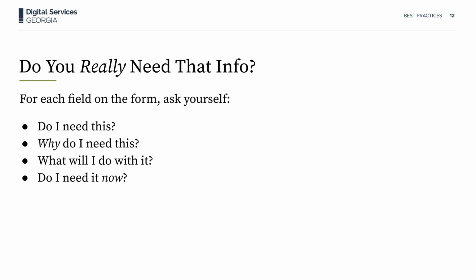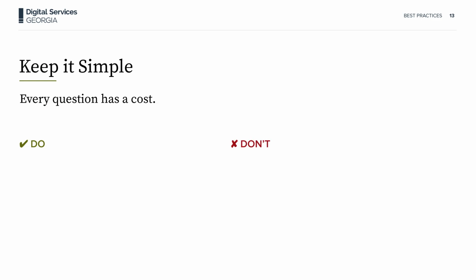Do you need it? Why do you need it? What are you planning to do with it? And do you need it now? Or is this something that you can get more information on later on in the process? For each field on the form, ask yourself these questions and make sure that you really do actually need what you're asking for. Because remember, every question has a cost. So keep it simple. So I have some do's and don'ts here.